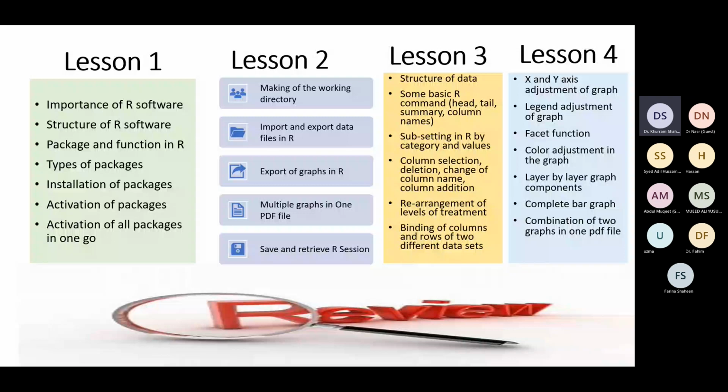Then we saw how we can adjust the colors of a graph in R. Then we saw that R works in layers. You have to build the first layer, then with a plus sign you can add the second, third, and fourth layers. So you can add X labels, Y labels, facets, and other things. You can join your commands layer by layer, and a beautiful graph will come out at the end. You can change any component of a graph through commands.